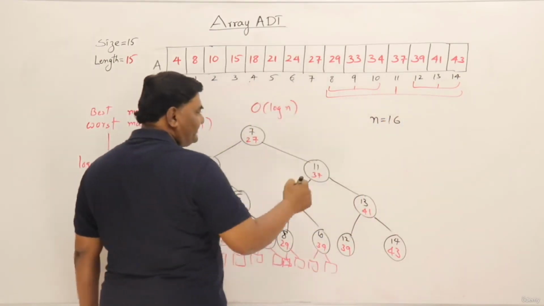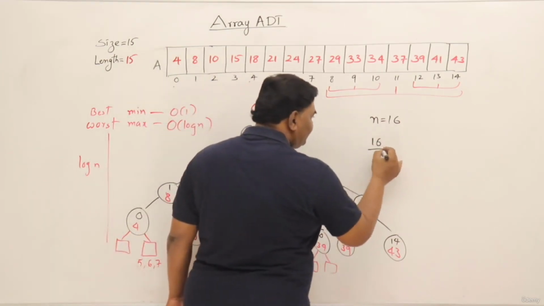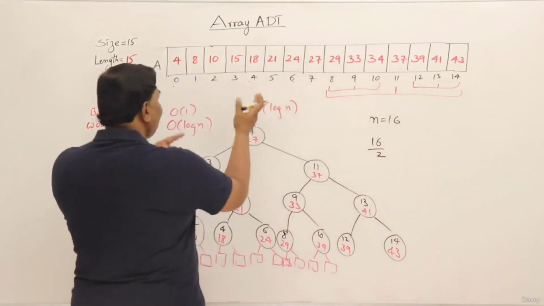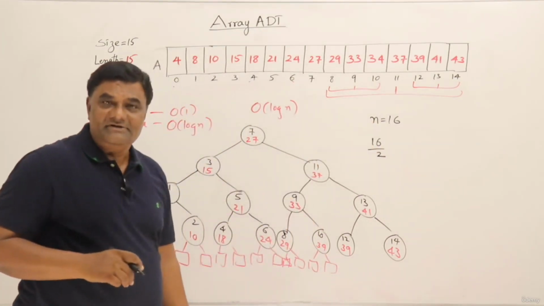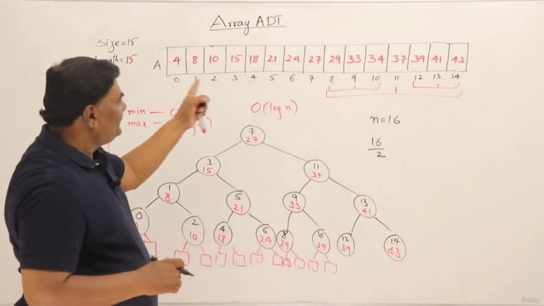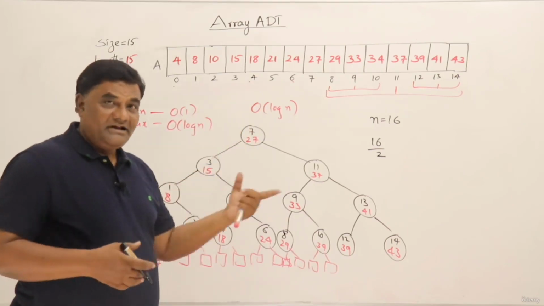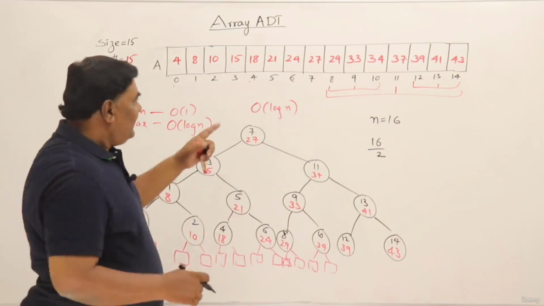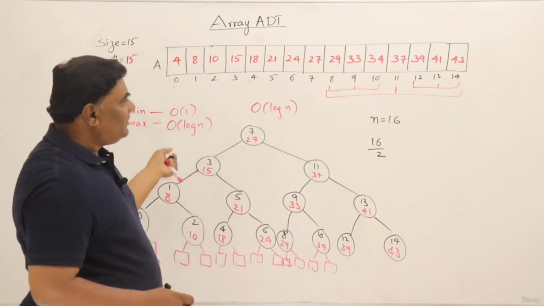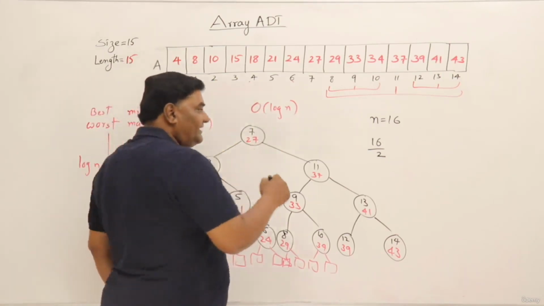So how is binary search working? 16 gets divided by 2, so 8 elements on this side, 8 elements on that side. Actually here we would be getting 7 elements, but as we have taken it as 16, it is 8 on this side, 8 on this side. If you are searching on the left side or the right-hand side, it is again divided by 2.